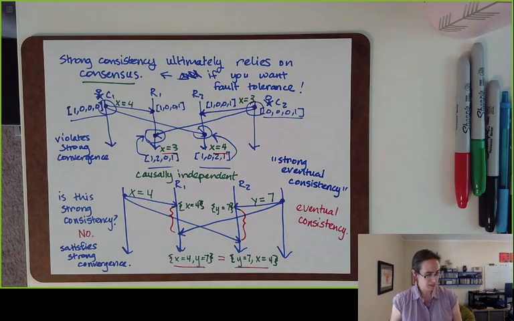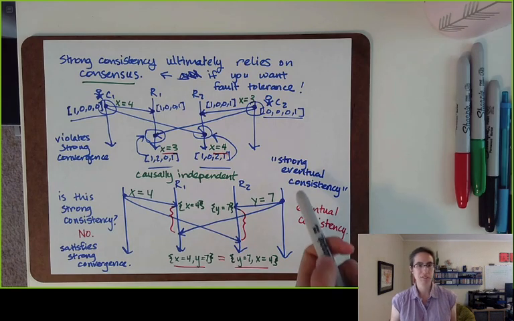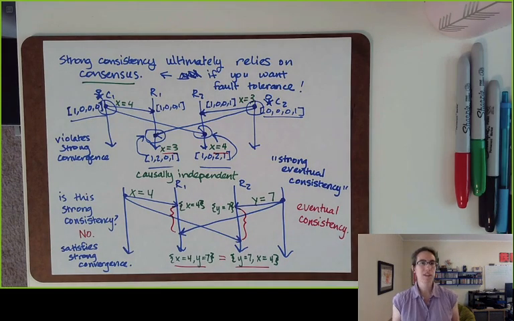And notice it's a combination of a liveness property and a safety property. Every property is either a liveness property or a safety property or a combination of the two. So strong eventual consistency is an example of a property that's one of those fun ones that's a mix of safety and liveness. The eventual consistency piece is the liveness piece. Strong convergence is the safety piece. Questions about any of that?